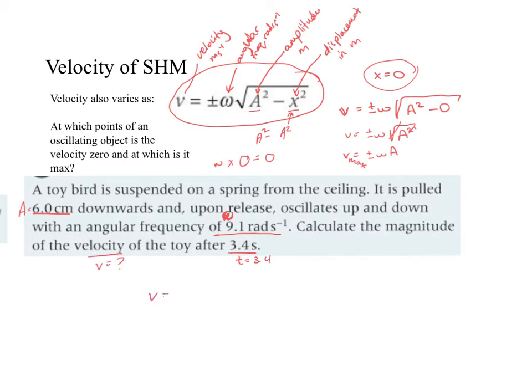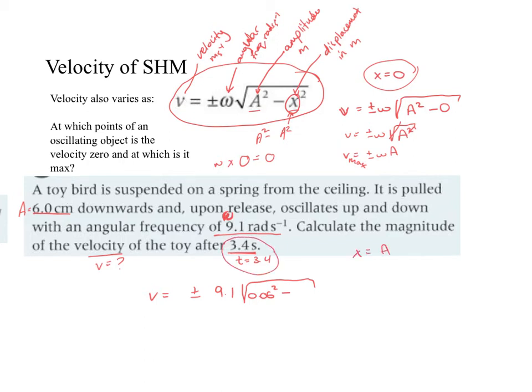So in other words, v is equal to plus or minus omega, which we were given as 9.1, square root of 0.06, because we need to change that. And for x, I actually don't have x, so I need to calculate it using the other values given to me. For example, the time.